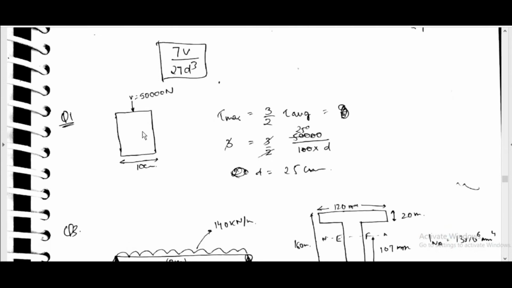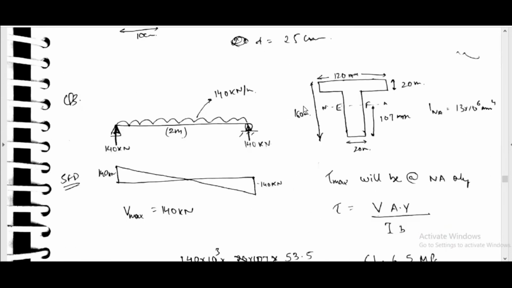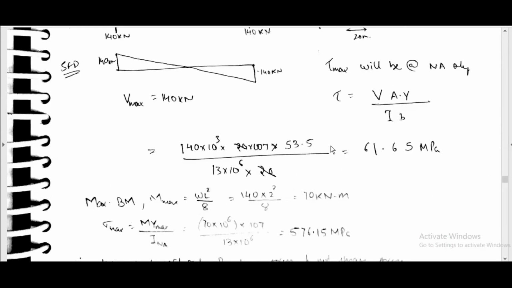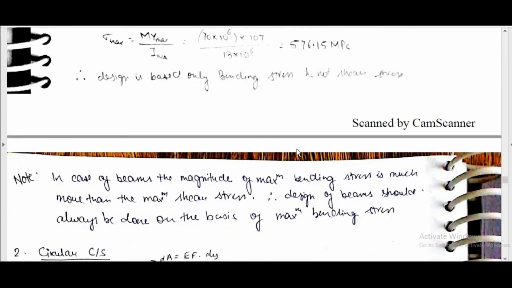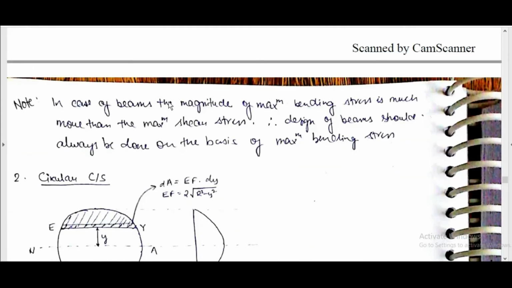These are workbook questions, which are general questions. Tau is going to be V A y bar by I NA b. In case of beams, the magnitude of the maximum bending stress is much more than the maximum shear stress. Therefore, the design of a beam should always be done on the basis of maximum bending stress.